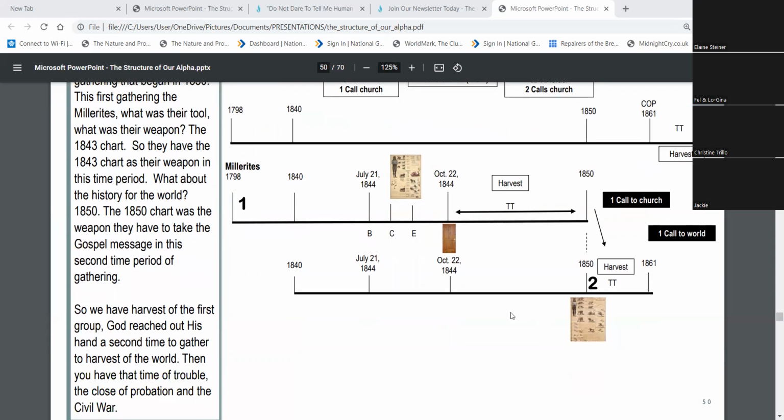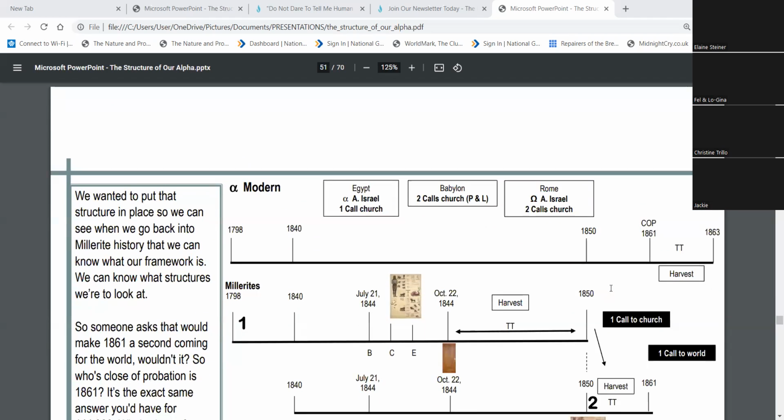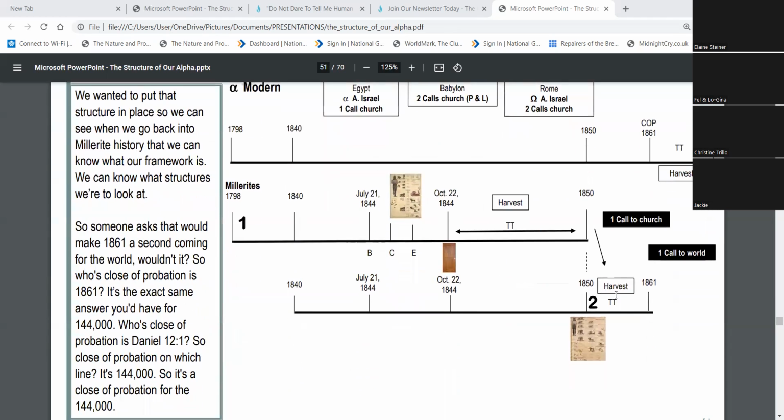So we have harvest in the first group. God reached out his hand a second time to gather to harvest the world. Then you have that time of trouble, the close of probation, and the Civil War. We wanted to put that structure in place so that when we go back into Millerite history we can know what our framework is. We can know what structures we're to look at.